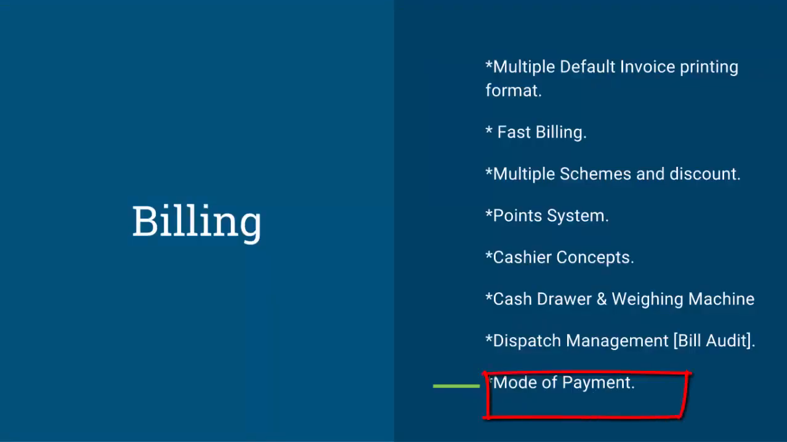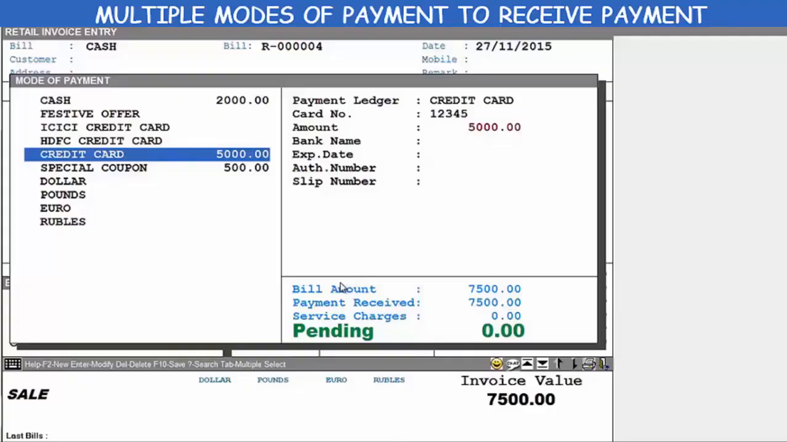Next billing feature is mode of payment. Through mode of payment you can receive payment in different modes like cash, credit card, check, etc. And then there are different currencies in which you can receive payment. So this is yet another beneficial billing feature.